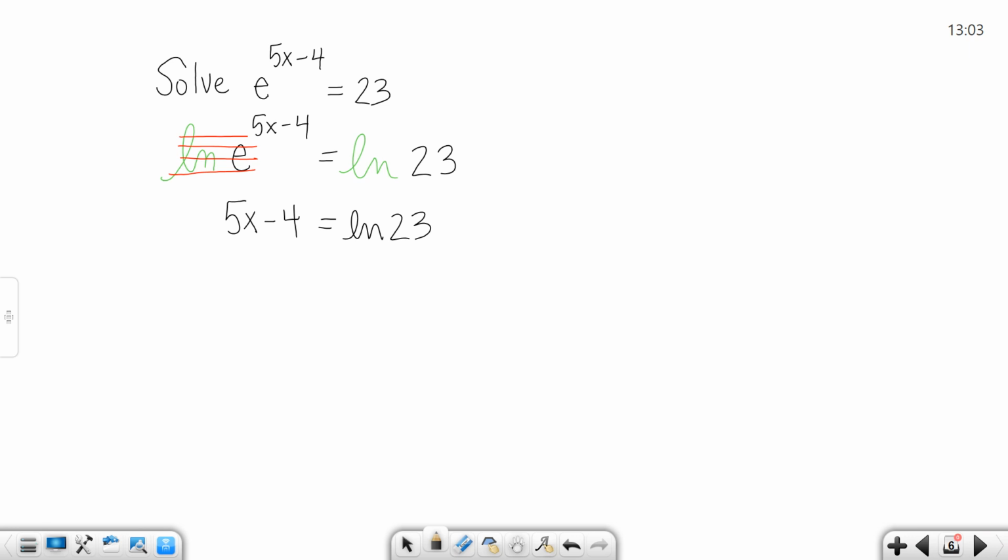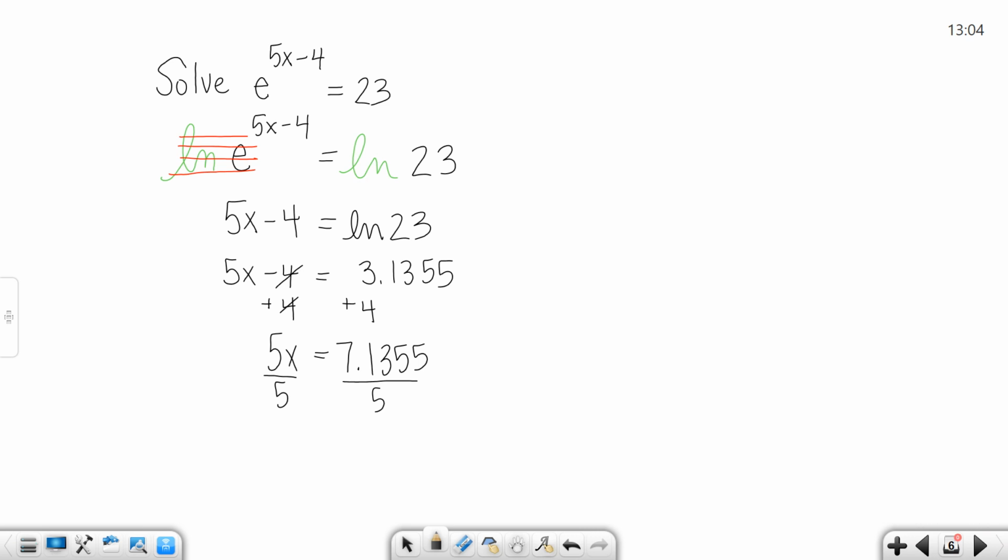At this point, do not move the 4. It's very tempting to say, oh, I'm going to add 4 to both sides, but don't. Not yet. The first thing you need to do is find the natural log of 23, and then you can move the 4. So the natural log of 23 is 3.1355. Now, as soon as you get there, now you can move your 4, add your 4 to both sides. Once we get there, we can divide both sides by 5. And x would equal 1.4271. And that's what it would look like.